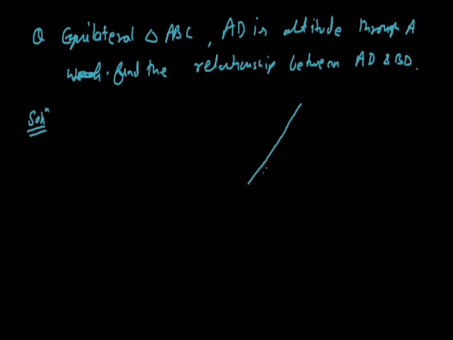First of all, we draw an equilateral triangle. Let's say this is our equilateral triangle ABC, and there is altitude AD. Altitude means which makes 90 degree to the opposite side. That is AD is 90 degree. And we know that in an equilateral triangle, the altitude, median, and the angle bisector all are the same things. So this altitude works as a median also. So we can say that BD is equals to DC.